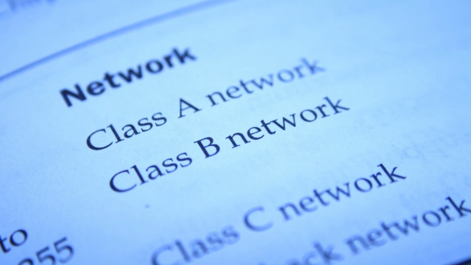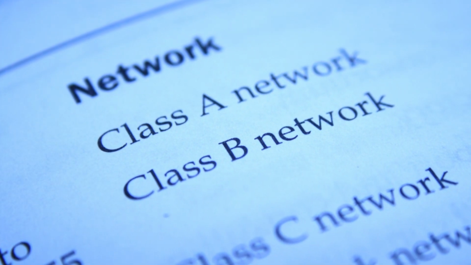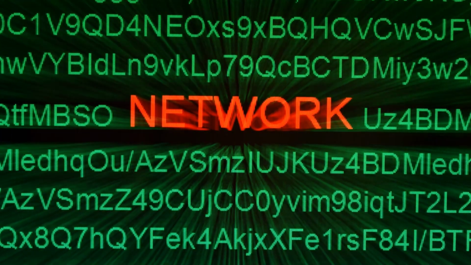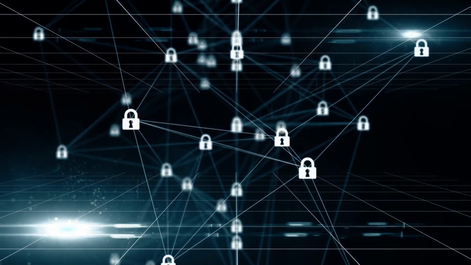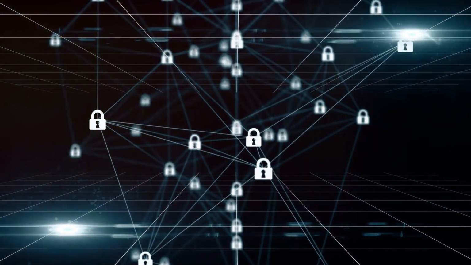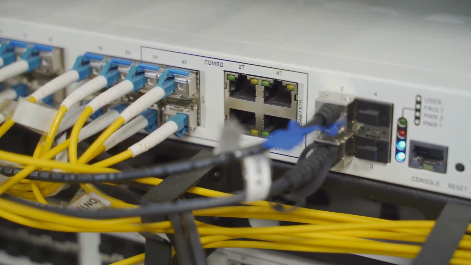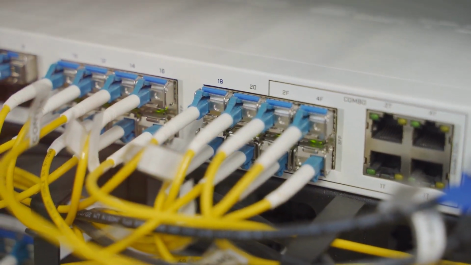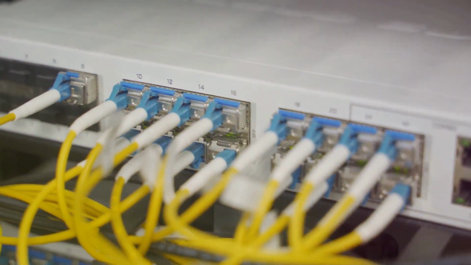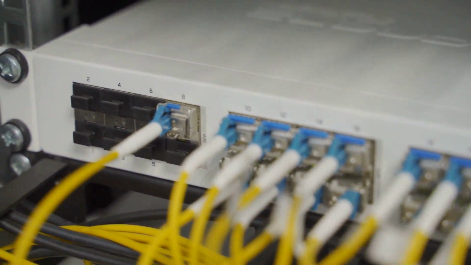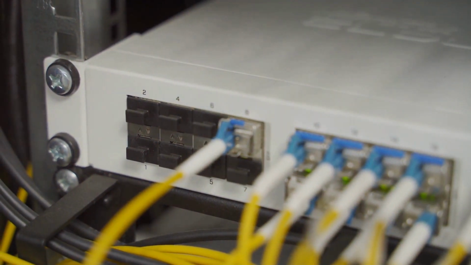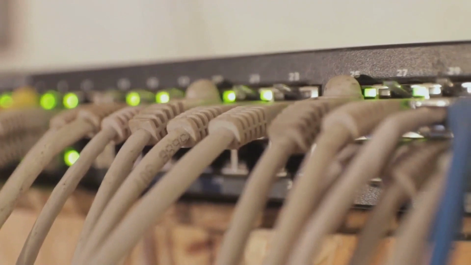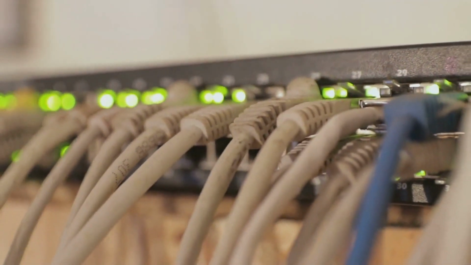Next, let's discuss subnet masking. A subnet mask divides an IP address into the network and host portions. This helps in organizing and securing the network. For instance, the subnet mask 255.255.255.0 indicates that the first three octets are the network part, and the last octet identifies the host within that network.